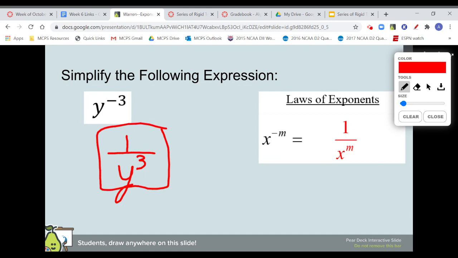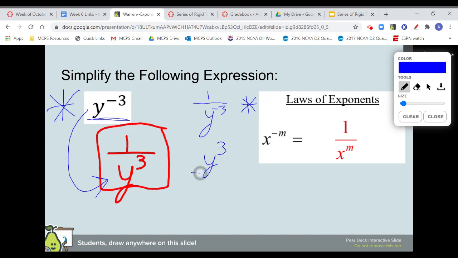I do want to point out one other thing. Let's say I gave you 1 over y to the negative third. In the first example, I told you that I bring the term down to the denominator of a fraction. But what really matters is that I'm switching. If it starts in the numerator, I bring it to the denominator. That's what I did here. But if a negative exponent starts in the denominator, like it does here, I bring it to the numerator. So that would become y to the third.